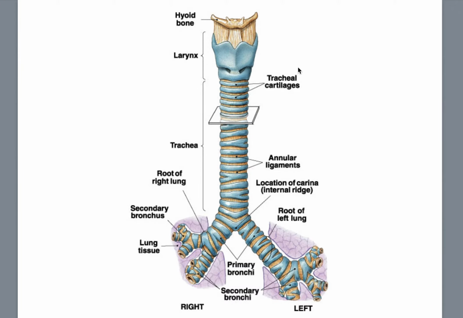And structures all over again. We have the thyroid cartilage, which is the voice box, also known as the larynx. The trachea is the windpipe. And you notice with all of these there's cartilage all around it.